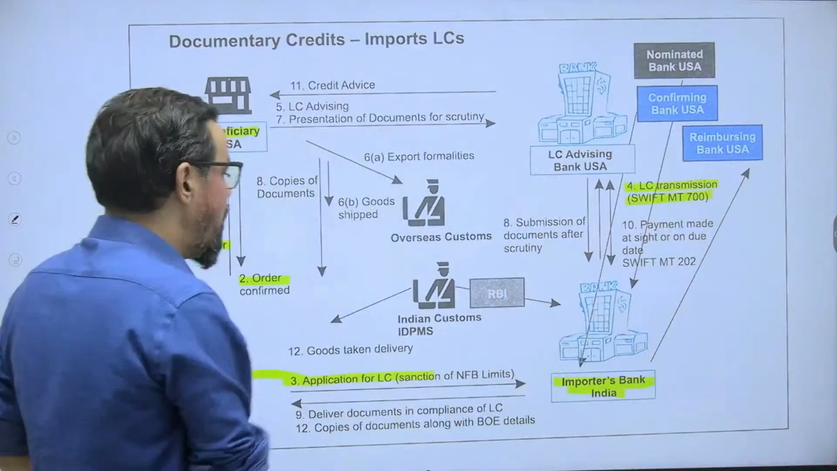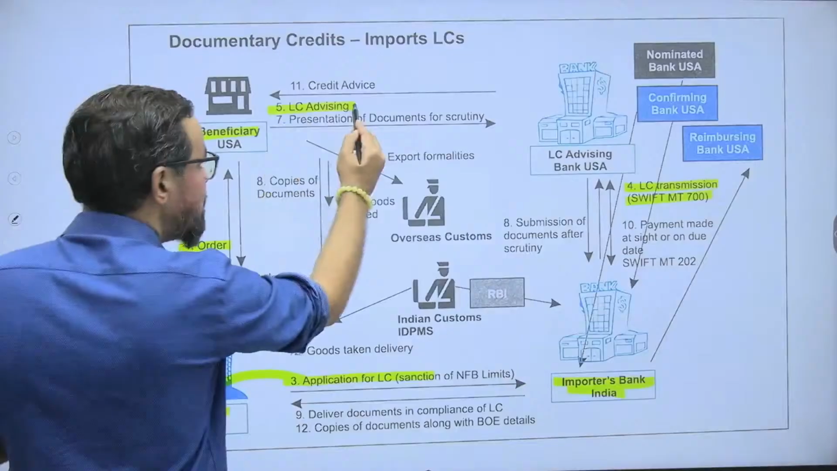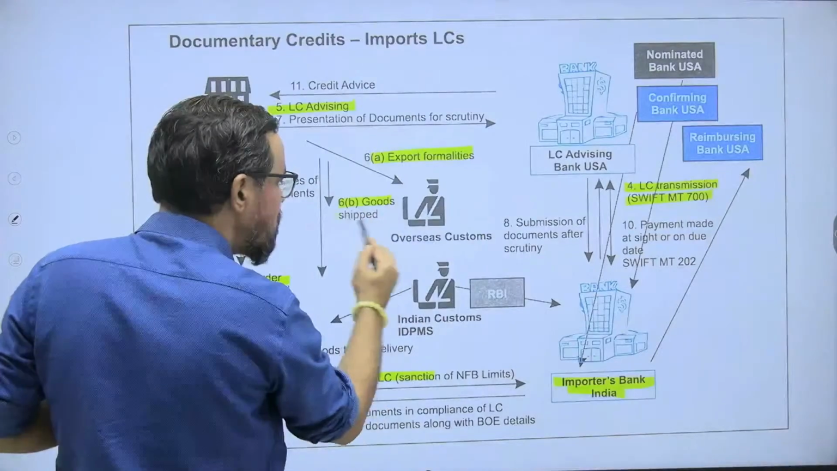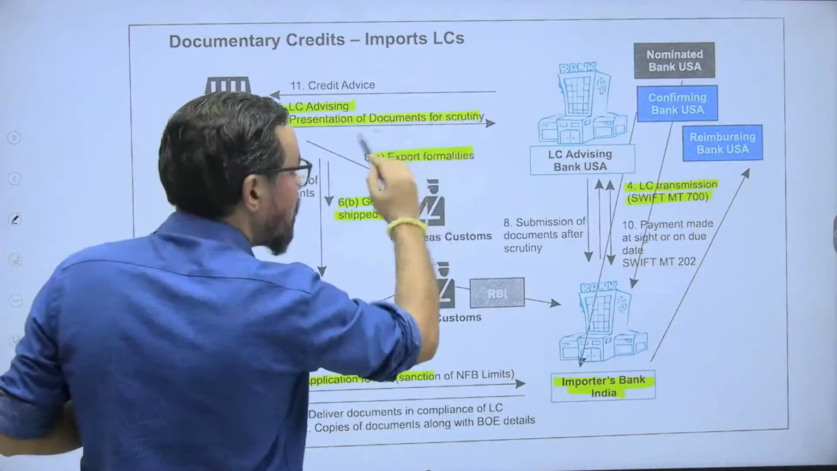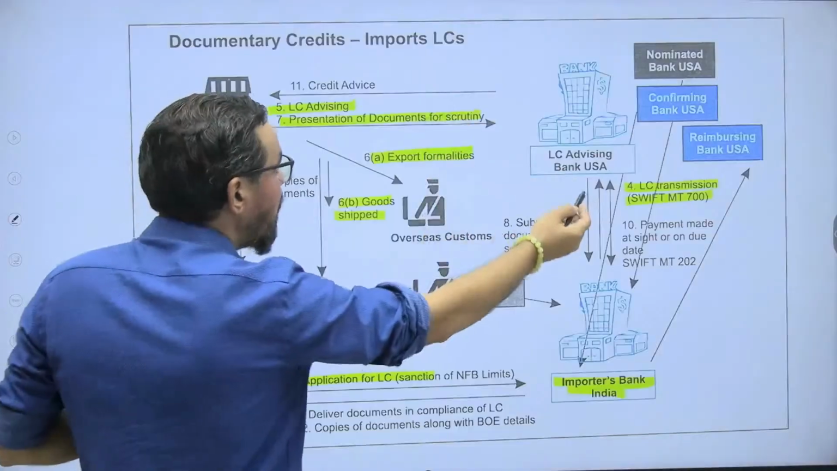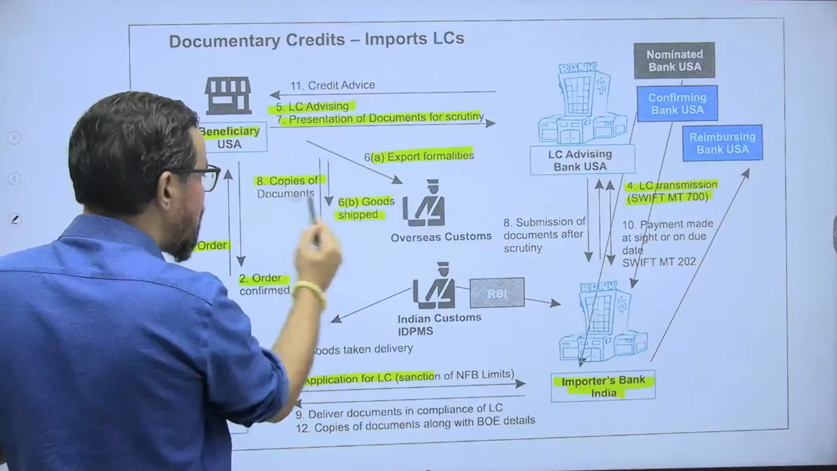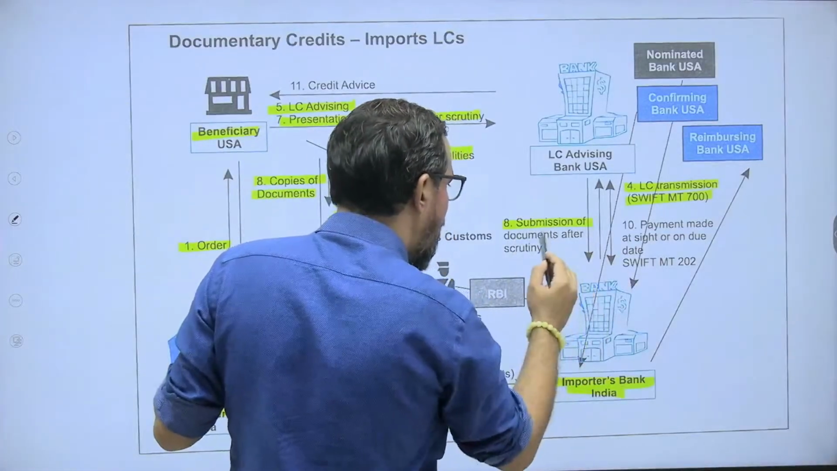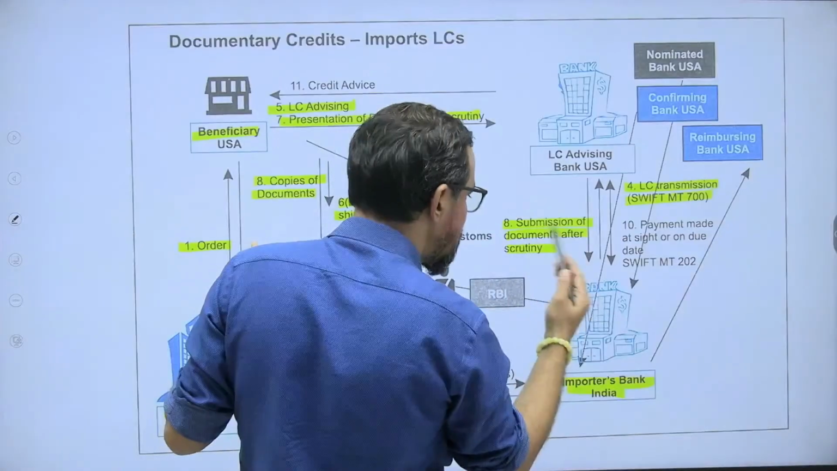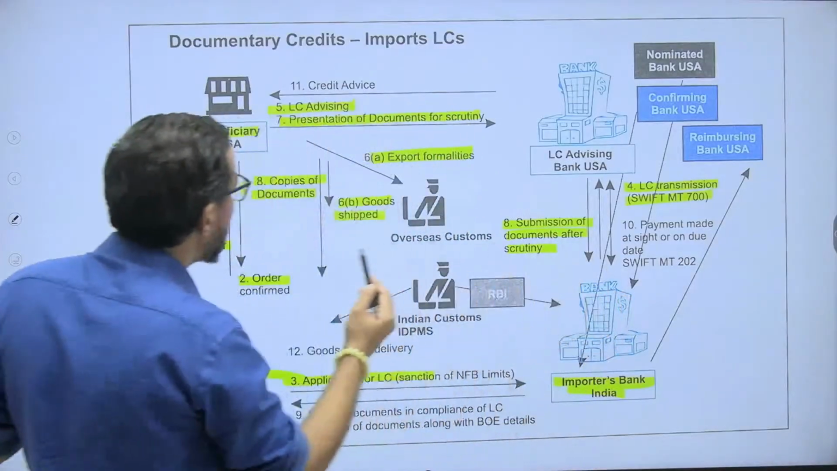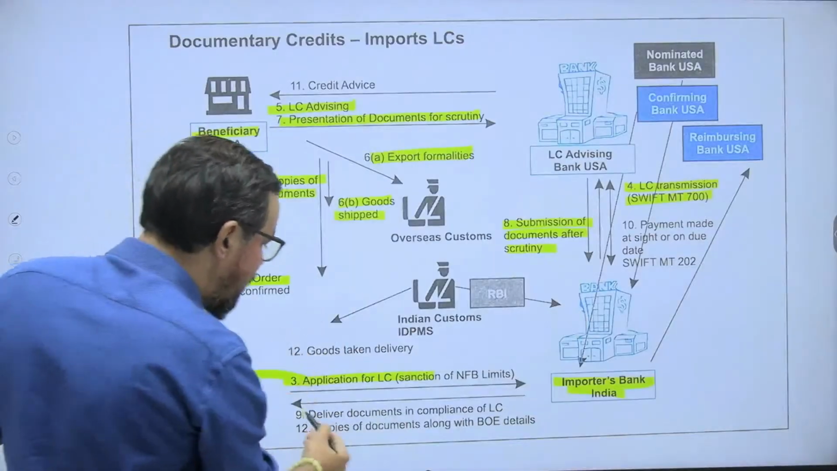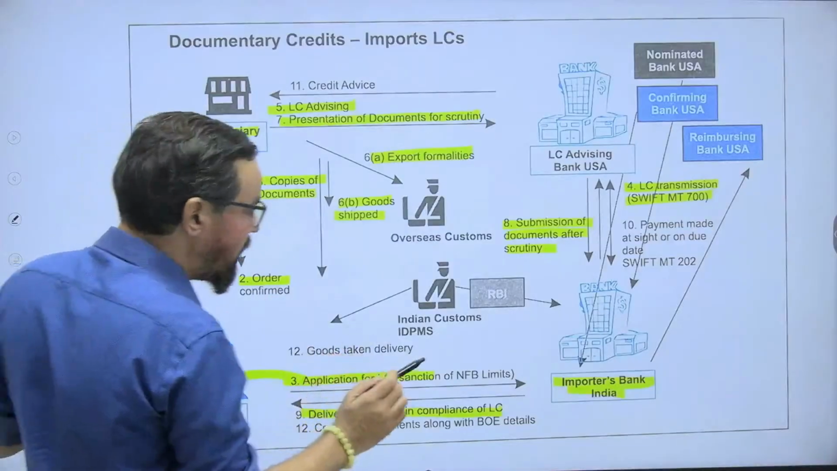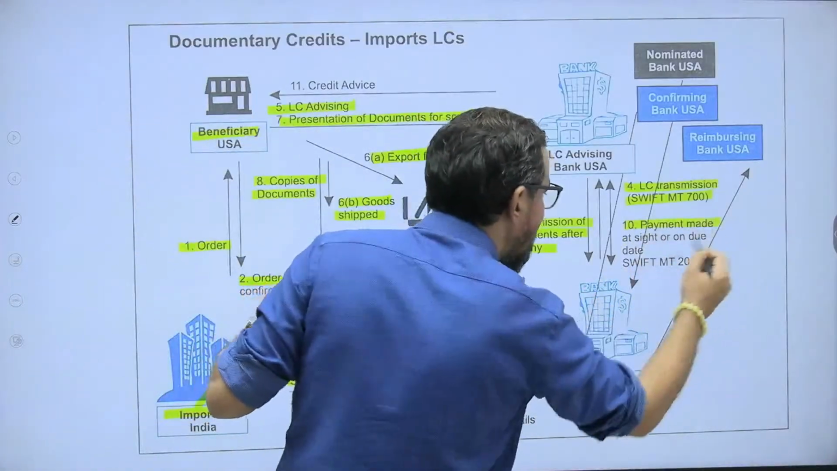Then we have LC advising, and the sixth step is export formalities, goods are shipped. Then the seventh is presentation of documents for scrutiny, and the eighth is copies of documents being received. The ninth is submission of documents after scrutiny, and delivery of documents in compliance with the LC. The tenth step is payment made at sight or on the due date.